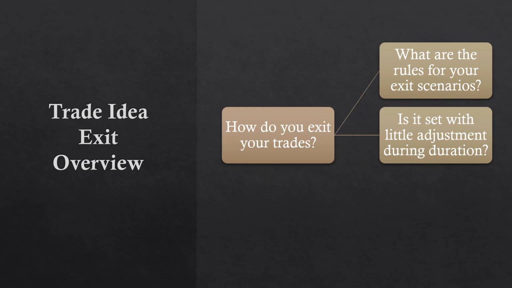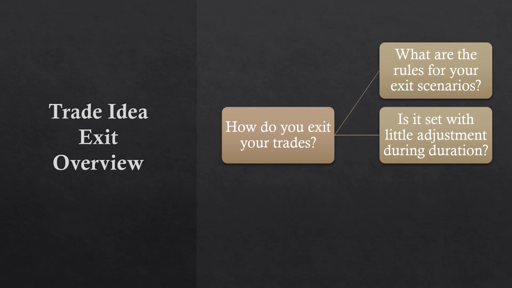One thing that is important and worth mentioning is: is it set with little adjustment during the duration? This is a hard concept to get across in one little bullet point, but have you set your trade exit rules where, throughout the duration of the trade, you're not really adjusting it? Or do you have a trade exit rule where you have to actively watch the movement of the markets more? Defining that is important. That's also a factor of your personality.